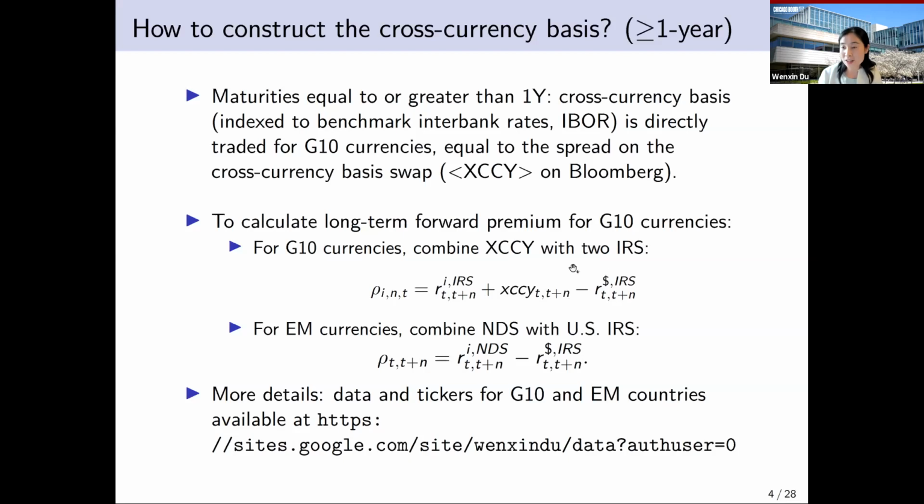Two are the within-currency interest rate swaps and one cross-currency basis swap to get you a synthetic long-term forward premium. That's pretty much analogous in concept to the short-term forward premium we just calculated on the previous slide. Okay, so that's the convention for advanced economy or G10 currencies without capital control.